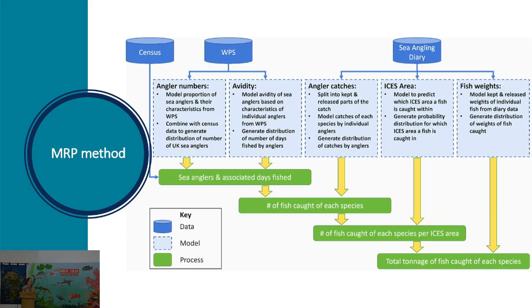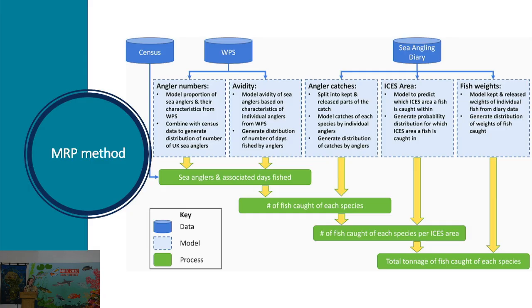So this shows how we do our analysis of the Sea Angling Diary program. We use three main data sets. We have the UK census, which gives us the number of people in the UK at different demographic levels. Then we have the Water Sports Participation Survey, which gives us the number of anglers and their avidity. And then we combine those with the MRP method to generate a model which gives us the total number of sea anglers in the UK and the total number of days fished.